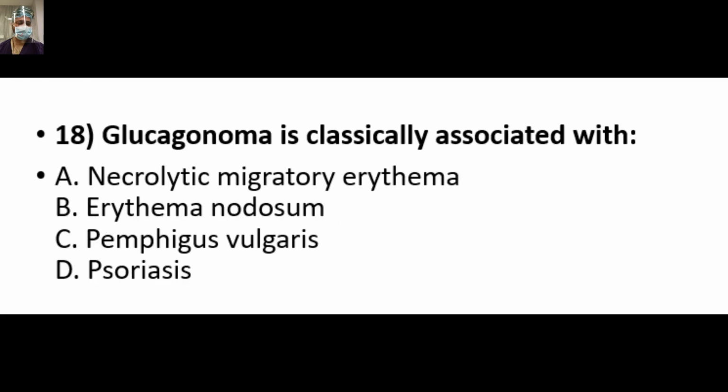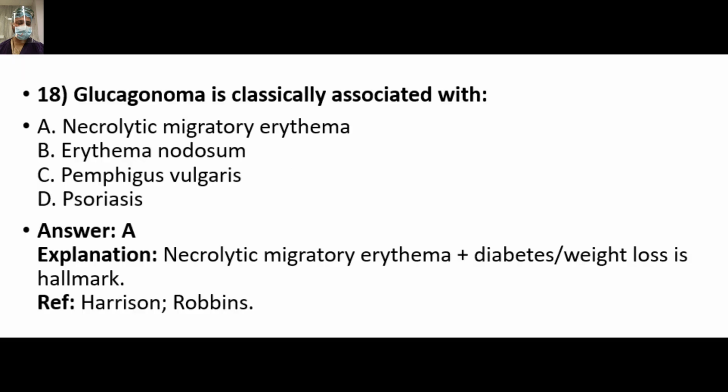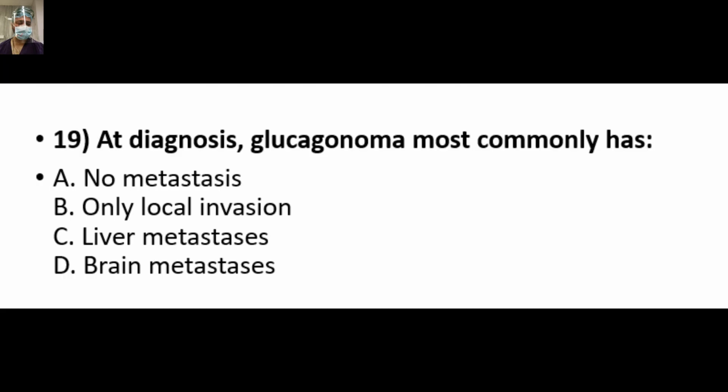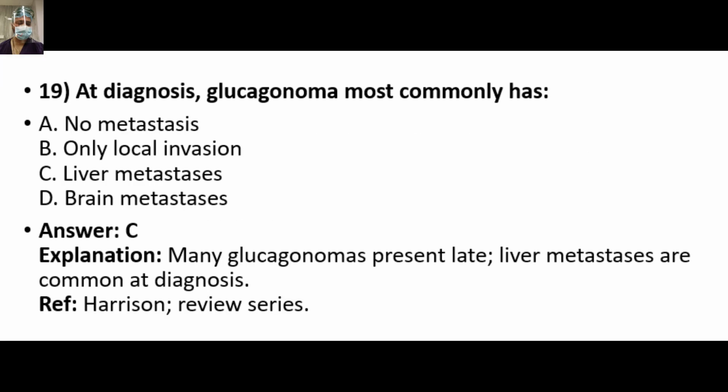Glucagonoma is classically associated with, so you cannot forget that picture of necrolytic migratory erythema. The answer is A. Necrolytic migratory erythema plus diabetes and weight loss is the hallmark. So at diagnosis, glucagonoma most commonly has, answer is C. Most of the glucagonomas present late and they have liver mets at presentation.